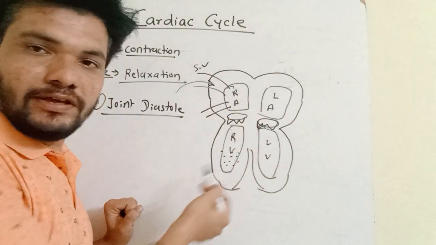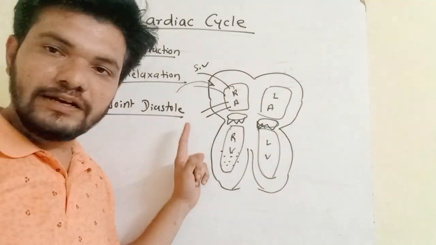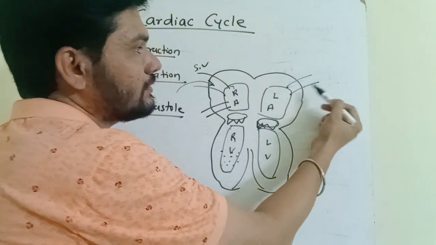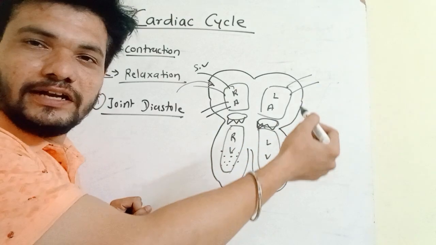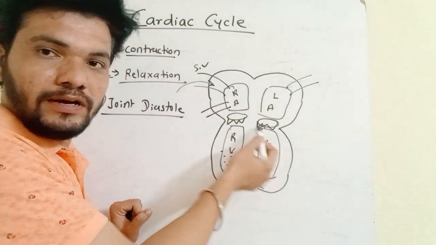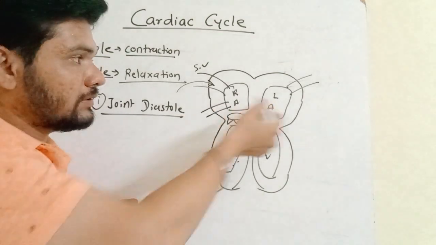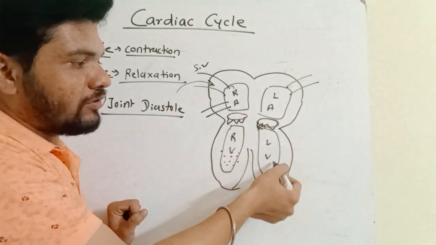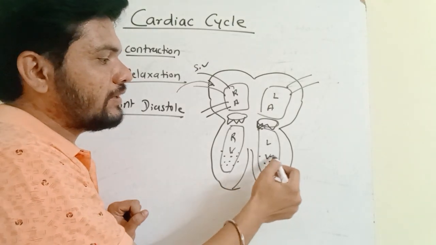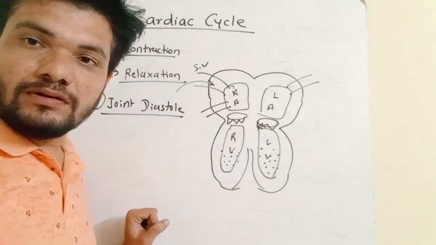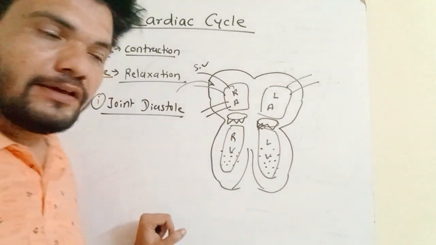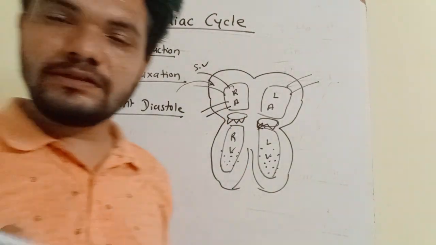On the right side, we all know that it is deoxygenated blood, and on the left side, from the pulmonary vein, the oxygenated blood will come into the left atrium, and because this valve is also open at joint diastole, blood will straight away go into the left ventricle, and the left ventricle is also slowly filled with the oxygenated blood. So this is what happens when joint diastole is there.